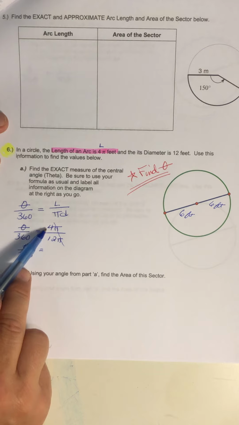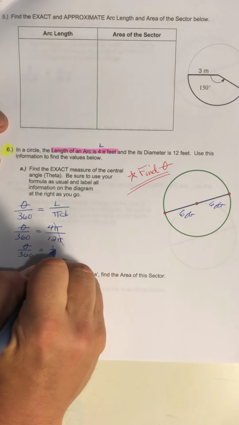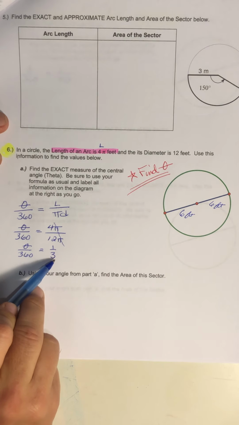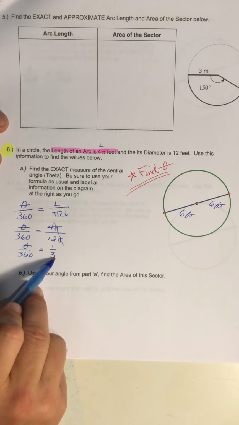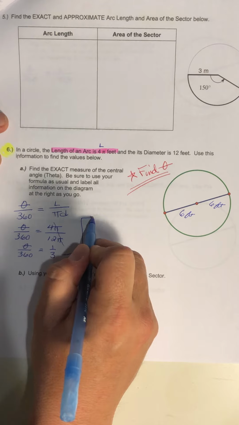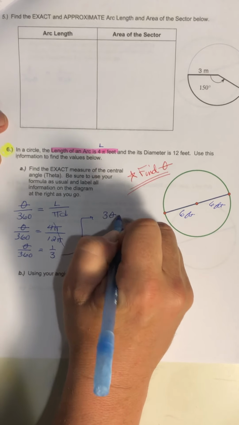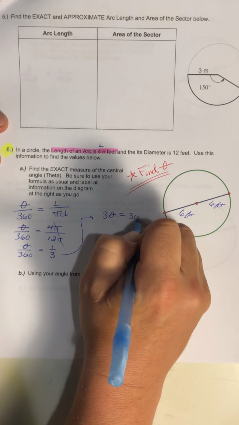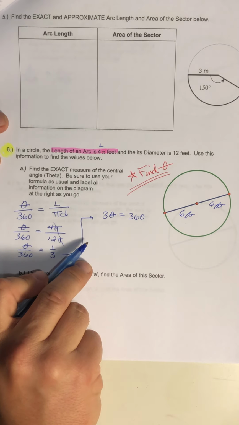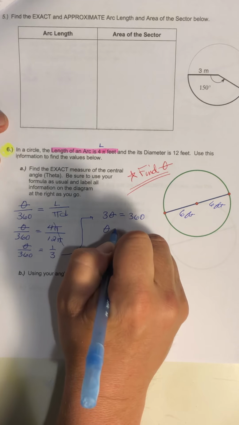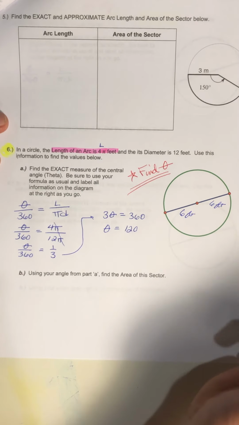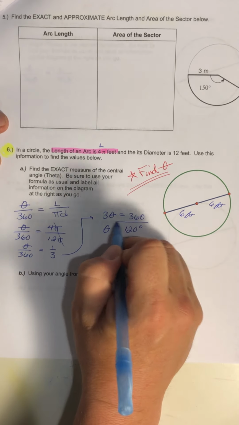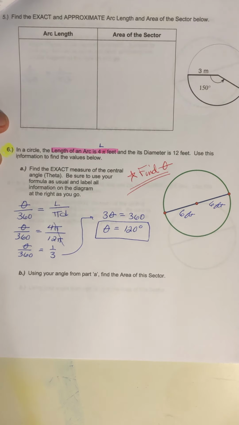Wait a second, guys. What is 4/12? 4/12 is 1/3, right? So basically we're talking about 1/3 of this circle, but I'm still going to cross multiply. I want to show you what I mean. 3 times theta is 3 theta, all right? And 360 times 1 is 360. If I divide both sides by 3, I get 120 what? Feet? No, degrees, okay? Remember, we were trying to find the central angle.